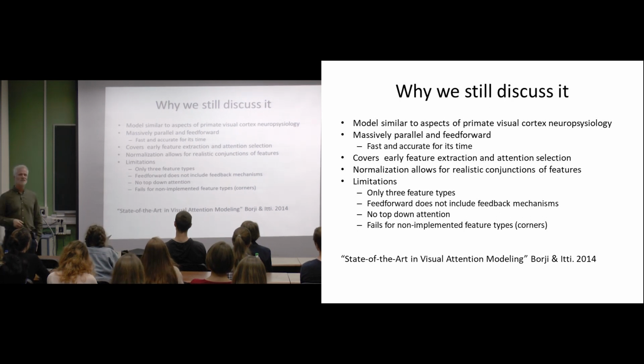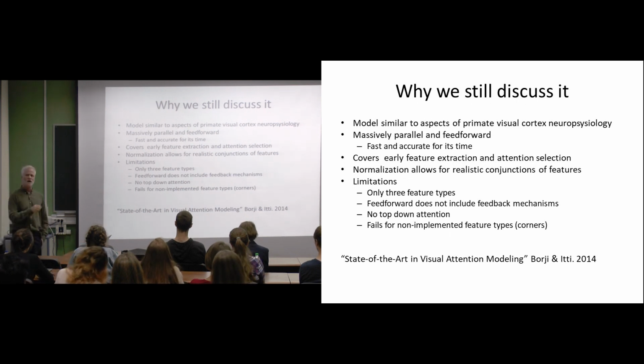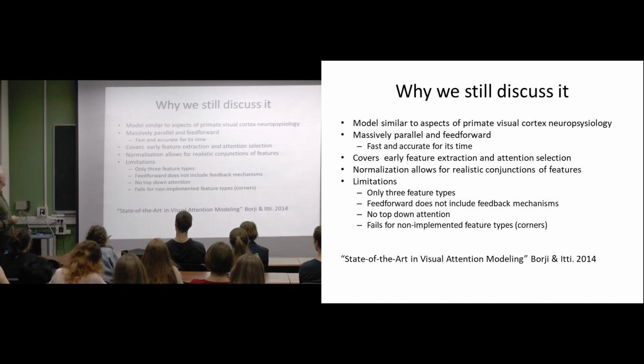Okay? Those of you that are interested in this type of model, if you're interested in going a little bit farther with that, like I said, I gave you the basic version of the model. There's a lot of improvements to this model over the years. You can find a lot of them in this review article, State of the Art in Visual Attention Modeling, Borji and Itti, 2014. There's more work since then, but this is probably a really good place to start.